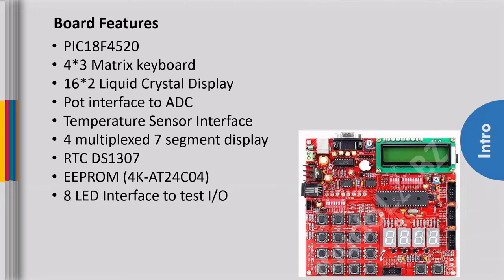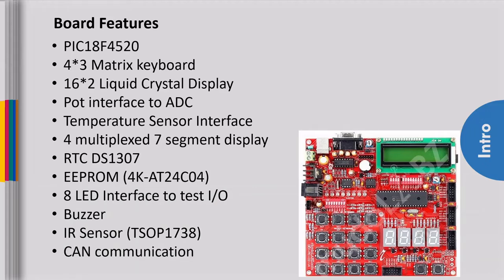It has 8 LEDs to test your IO peripherals. It comes with one buzzer. It has one IR sensor. It also comes with the CAN communication protocol as well as the RS-232 communication protocol. So these are the features of your development board.